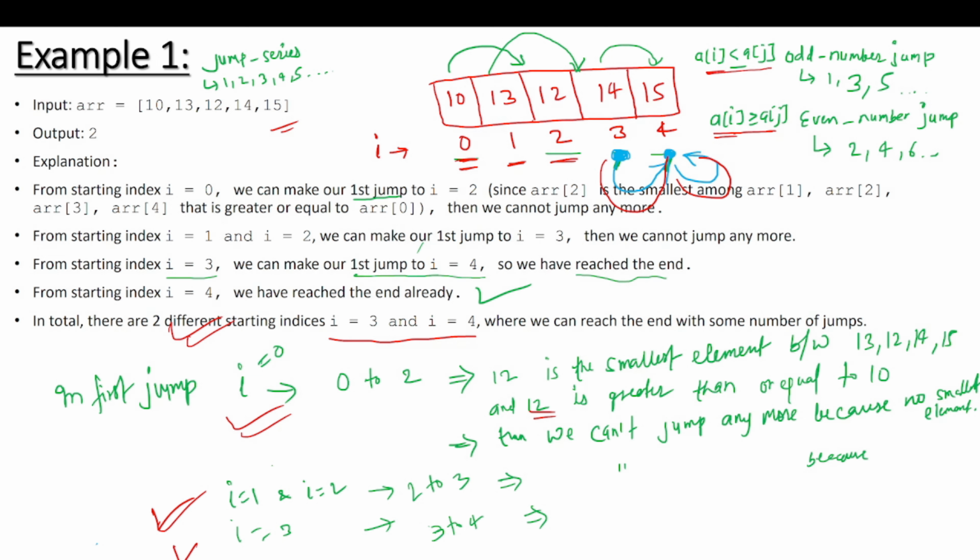Now when we are going to I equal to 3, we can make a jump from 3 to 4, because that is possible, right? So only 3 to 4 we can make one jump, and another is 4 itself. We can make it to 4 itself, so we can have two number of index jumps, right? And so the output was coming 2. I hope you understand this example. Let's understand the solution so you will have clarity.